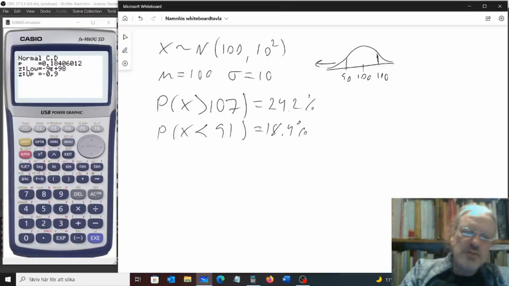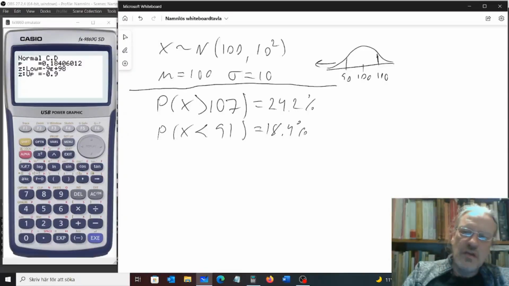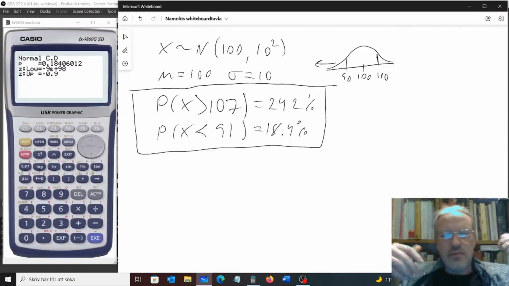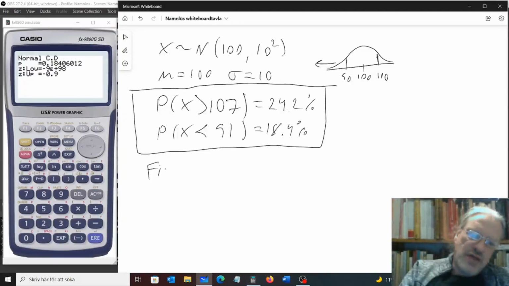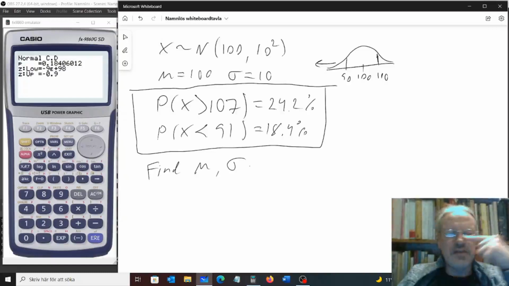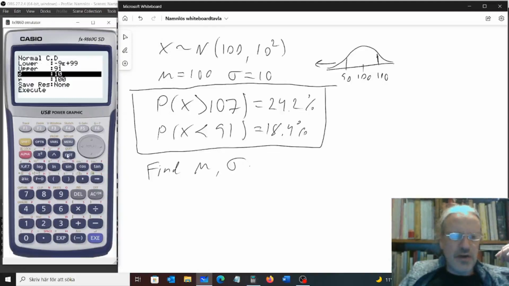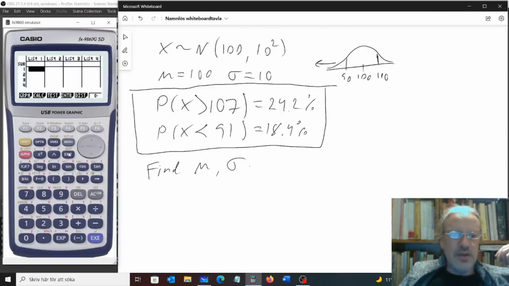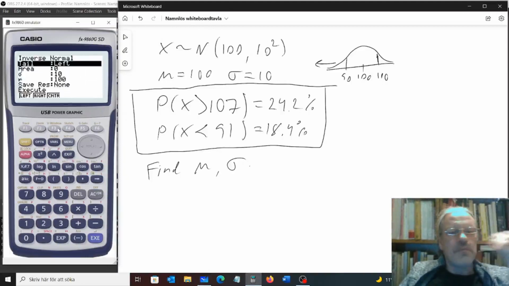But suppose we were given this down here. So this is information we are given. They could say in the text that we have this random variable x, where the probability that x is larger than 107 is 24.2%, and the probability that x is less than 91 is 18.4%. Find the average and the standard deviation. How could we find these? The problem is that we can't use our ordinary calculations over here, the inverse calculation. We can't use this directly since we don't know these values.